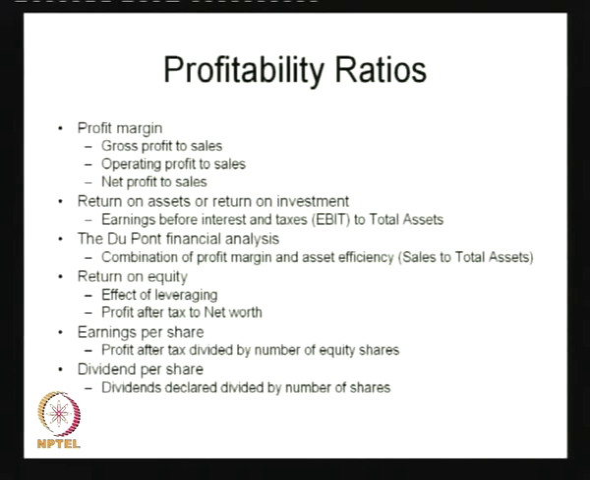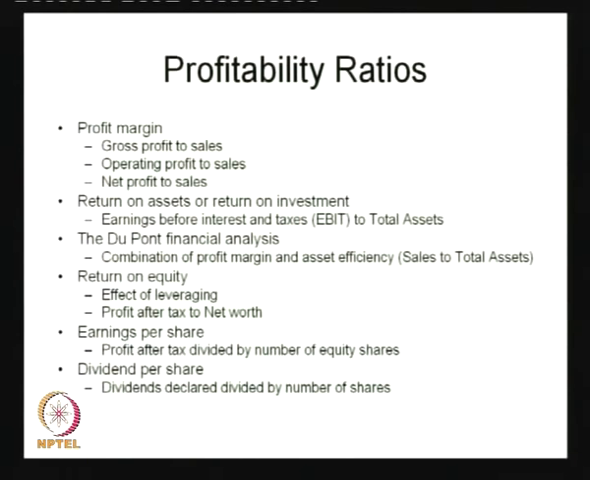Profit margin means how much profit this company has made in relation to sales of the company, or the income of the company as such. The profit is of different types, in different stages of profit. The first level of profit of the company could be the gross profit. Gross profit means whatever the sales have taken place and how much cost of goods sold is there in relation to sales, that difference gives us the gross profit.